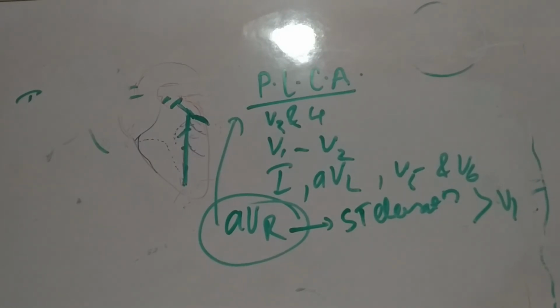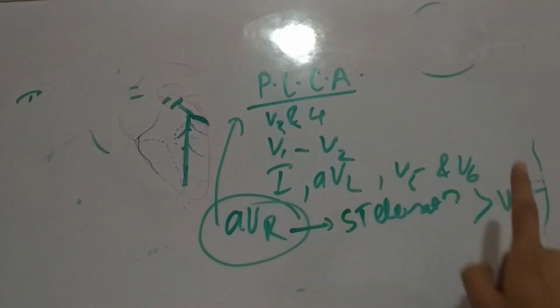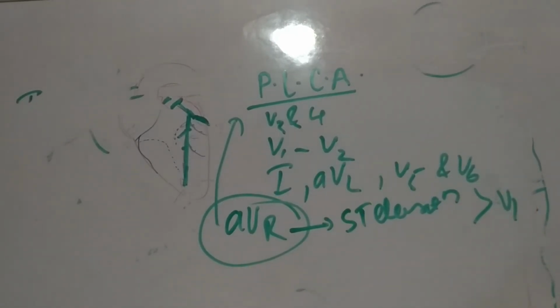So when you look at the aVR lead, you find the ST elevation and you compare with lead V1, and if the ST elevation of aVR is greater than the ST elevation of lead V1, then you be sure that, or you suspect that the proximal part of the left coronary artery is being occluded.